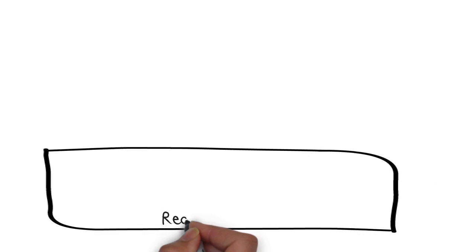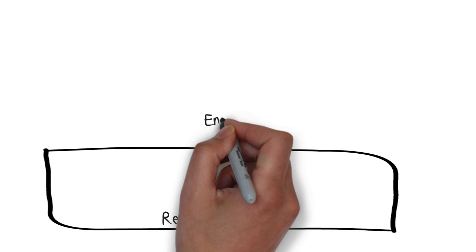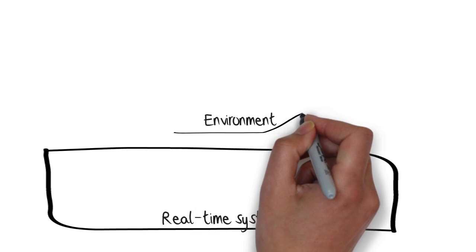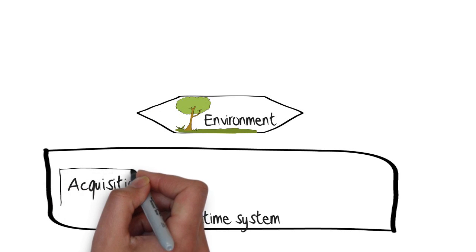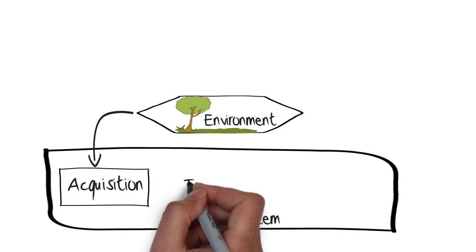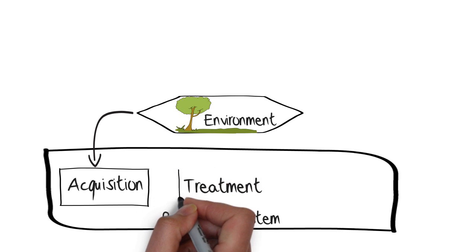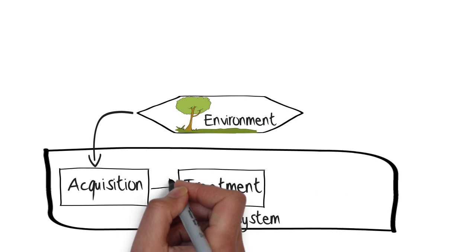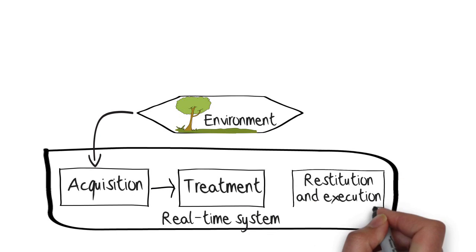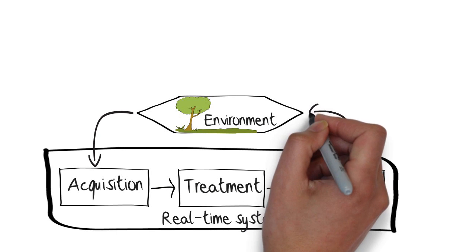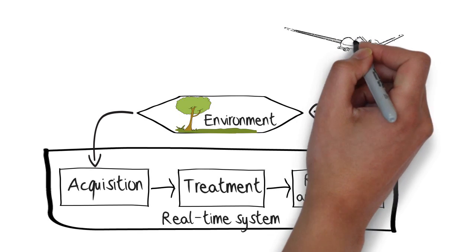A real-time system works as a loop. The external environment of the system gives information with which the real-time system has to compose. To do so, it first needs to acquire the information from the environment. Then, it has to analyze and treat it. And finally, act accordingly. That last action, however, changes the environment and thus restarts the loop.